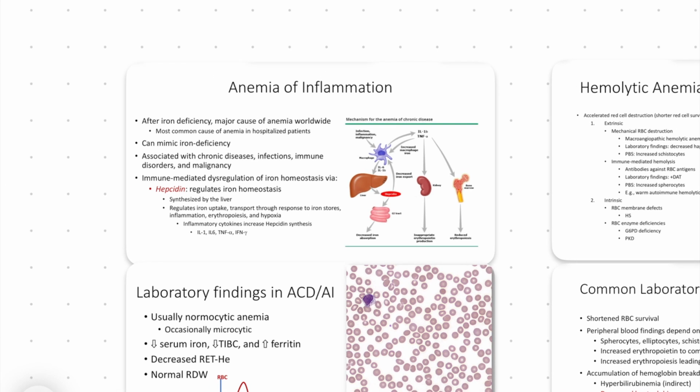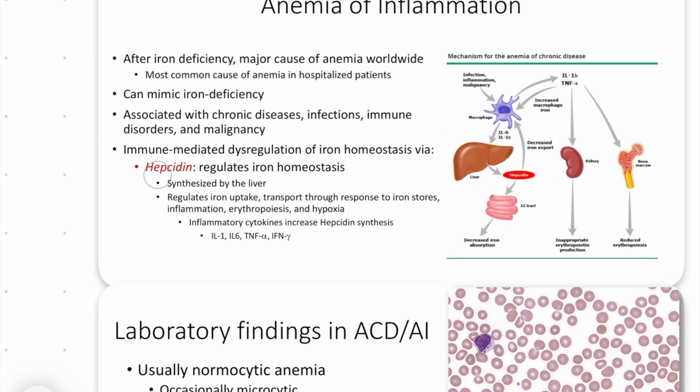Next, we're going to discuss some of the normocytic anemias, beginning with anemia of inflammation. It used to be called anemia of chronic disease, and chronic disease is a major source of inflammation, but it's not the only cause of inflammation. I want to highlight here this hepcidin. So hepcidin is part of the normal iron homeostasis, and it's produced by the liver, and it does two things.